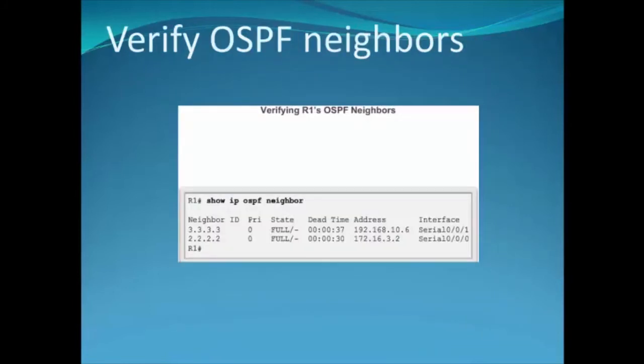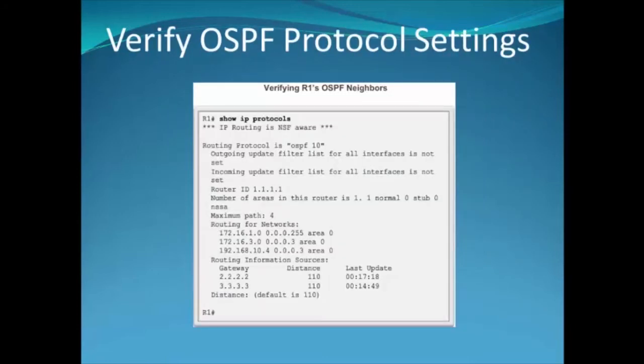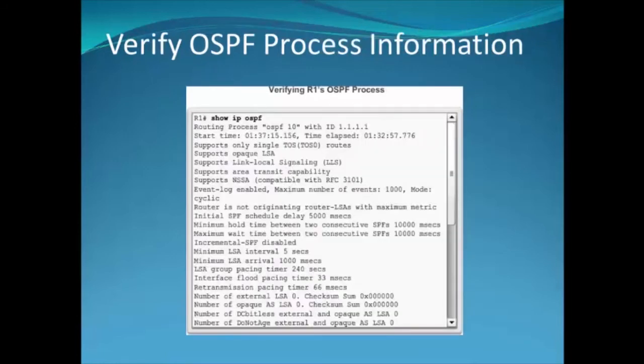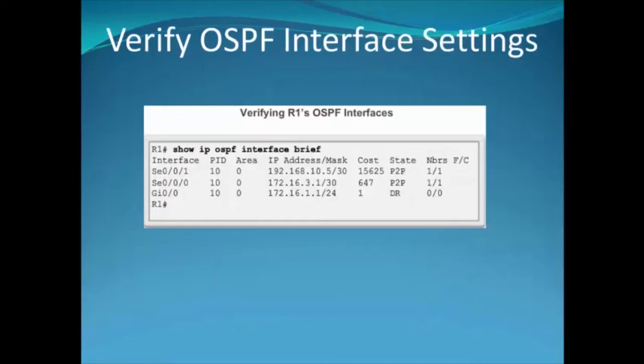Verify OSPF neighbors. Use the show ip ospf neighbor command to verify that the router has formed an adjacency with the neighbor routers. Verify OSPF protocol settings. The show ip protocols command is a quick way to verify vital OSPF configuration information. Verify OSPF process information. The show ip ospf command can also be used to examine the OSPF process ID and the router ID. Verify OSPF interface settings. The quickest way to verify OSPF interface settings is to use the show ip ospf interface command.